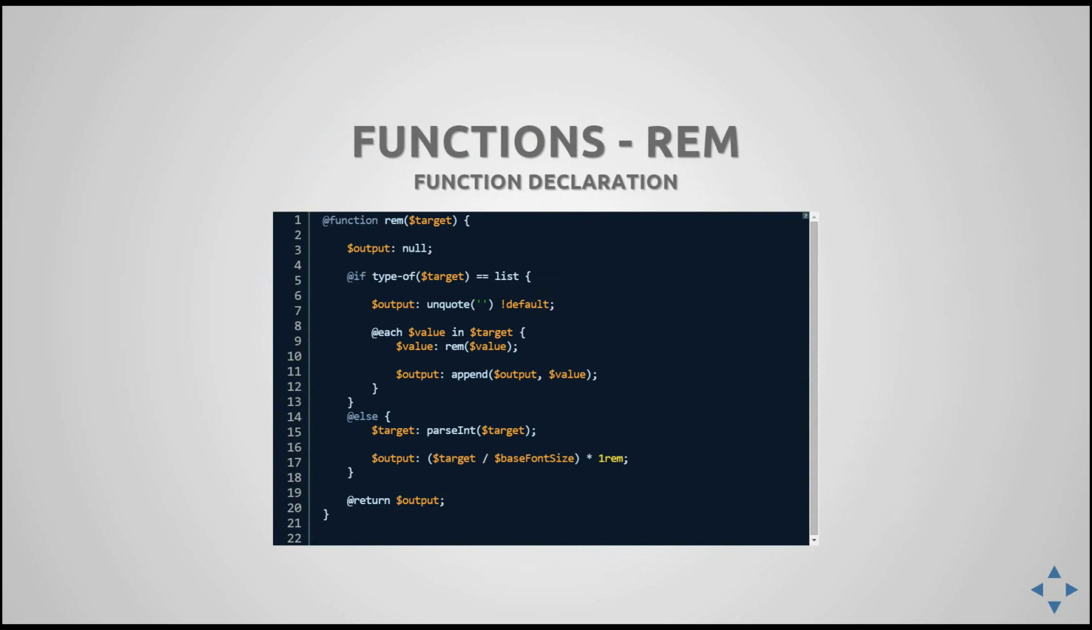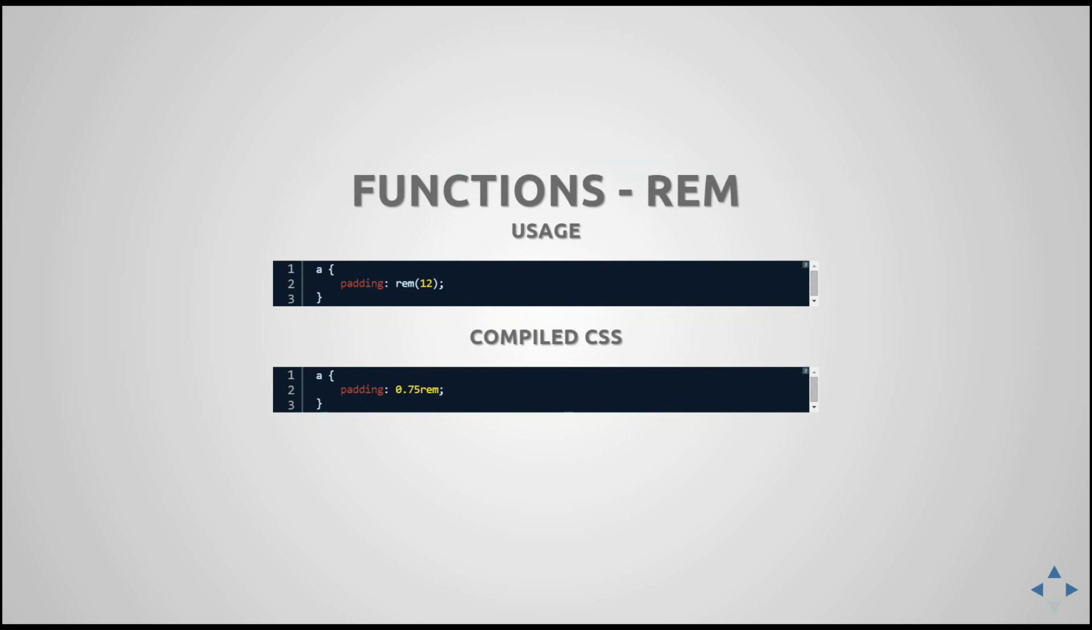Next is our rem function, part of the Phoenix framework, and is a bit more complicated, but starting out, we have our @function keyword, rem, and an anticipated target variable. Within the function, we have an if-else condition, and then our function's logic. Finally, the @return keyword returns our output. Here's an example of us using that rem function. We have an anchor selector, and we're saying its padding is equal to rem 12 pixels. When compiled, that anchor's padding gets calculated out to 0.75 rem.